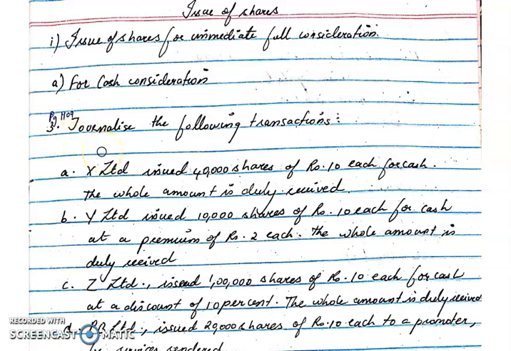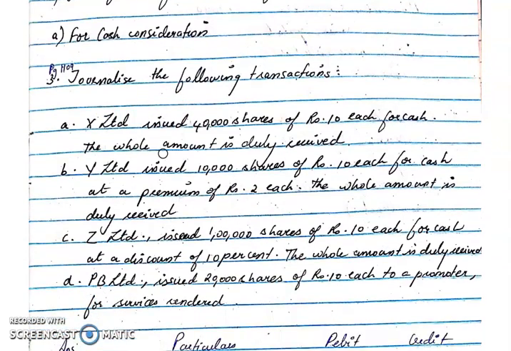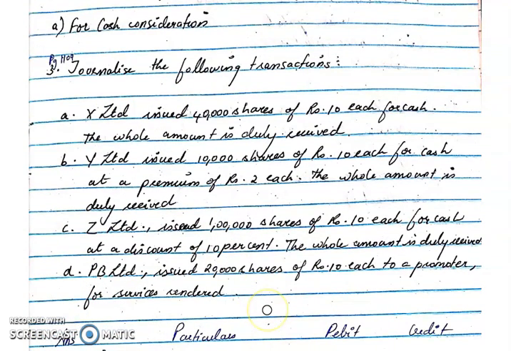So this is again a simple sum. Journalize the following transactions. Here, if you see in the sum, they have given 4 different situations. The first one, X Limited issued 40,000 shares of 10 each for cash. The whole amount is duly received. So from the question itself, you can see this is issue at par.